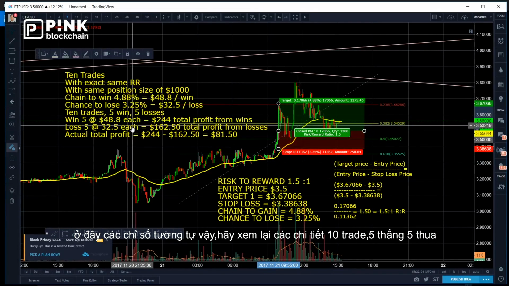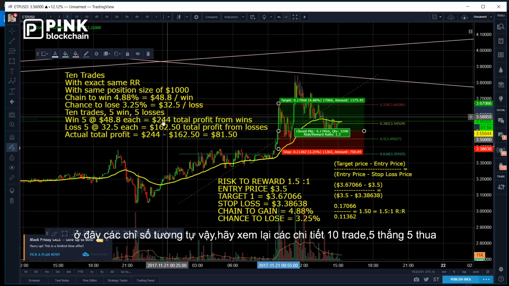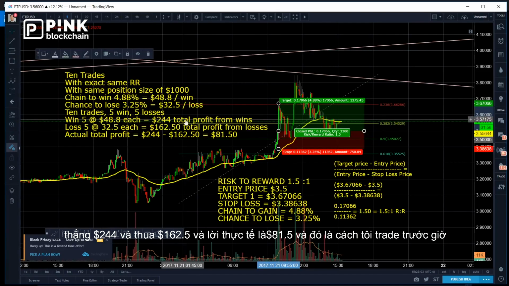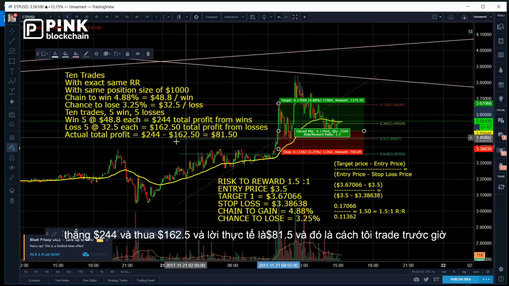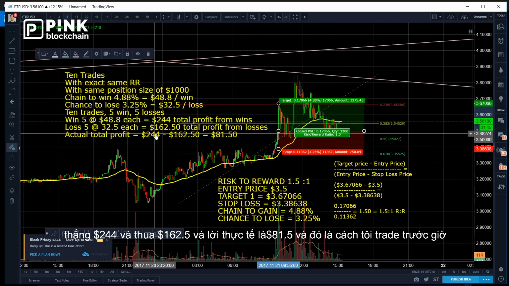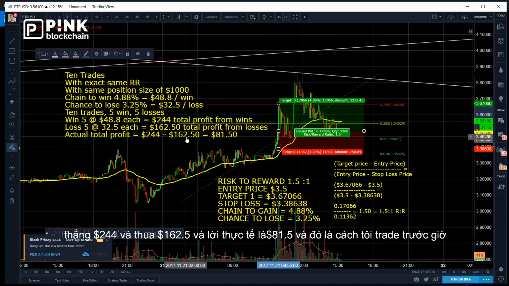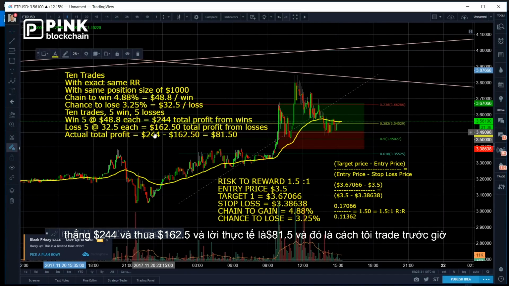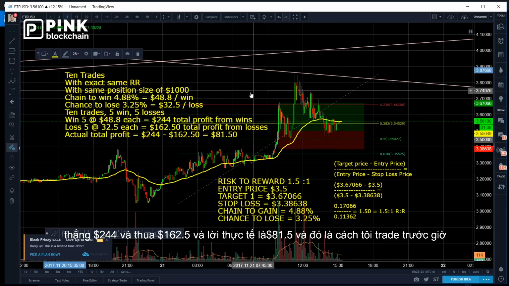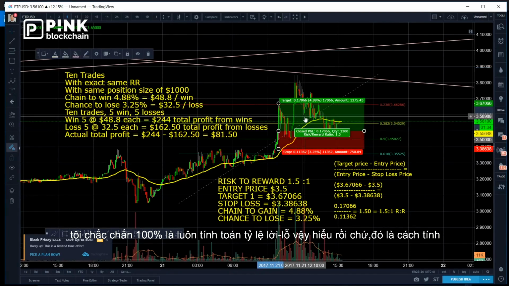Would you guys agree with me that out of 10 trades, same position size, same chance to win, if you won $48.50 each for a total of $244 profit from wins, and you lost five, each at $32.5 per loss, which equals 162.5 total profit from losses, wouldn't you guys agree that the total profit is equal to $244 minus 162.5, which is equal to an actual profit of $81? Yeah, of course you would agree with me. And that's how I trade over time, guys.